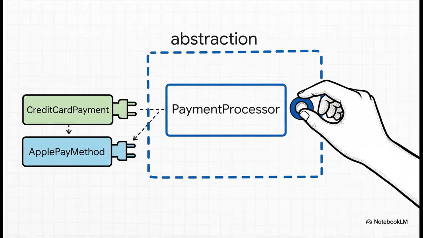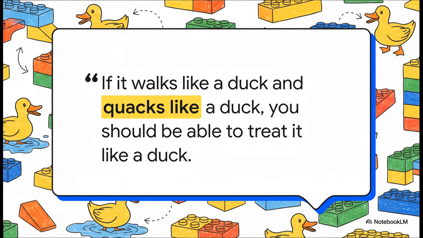So now, to add Apple Pay, we just create a brand new class that fits that plug. The original payment processor doesn't change one bit. It's closed for modification, but it's open for extension. See? This brings us right to the Liskov substitution principle, or L.